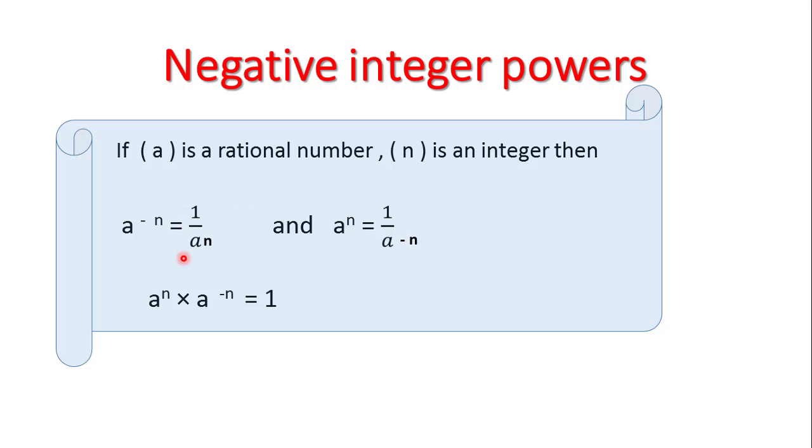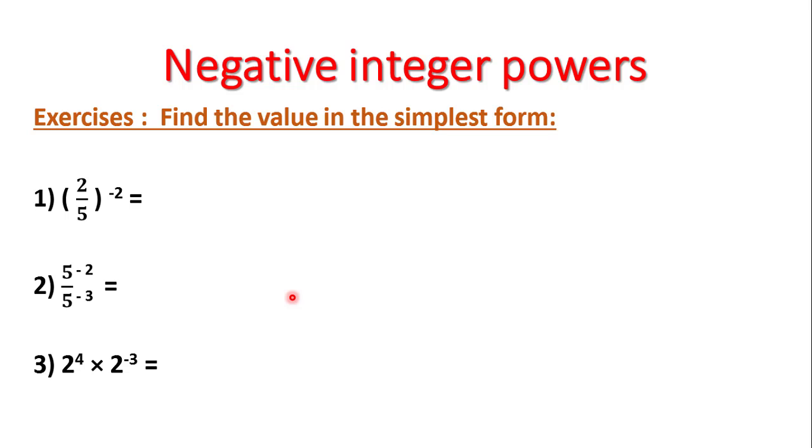It means that if you have a to the power n times a to the power negative n, it will be 1. As we studied before in the rules, if you have the same base, you can add the powers. If you add n plus negative n, it will be 0, and any number to the power 0 will be 1. Okay, let's take some exercises.